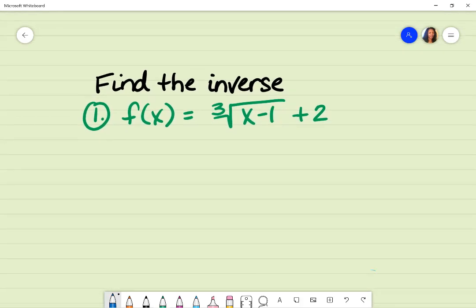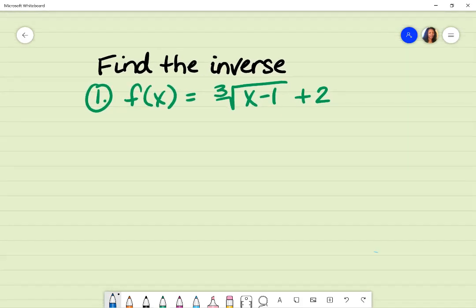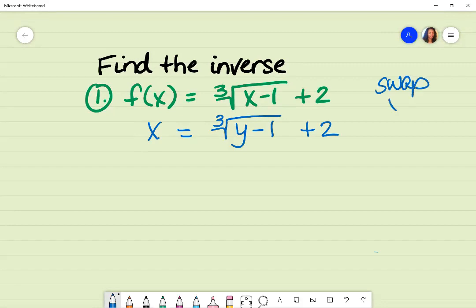Moving on. So now we're going to find the inverse. The inverse simply means you swap your x's and your y's first. So f of x really is y. So we're going to swap that with x. X is equal to the cube root of, and we're going to change this to a y, minus 1, plus 2 is on the outside. What I want to do is solve for y. So swap x's and y's, solve for y.